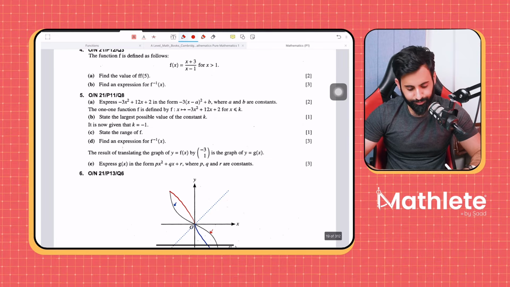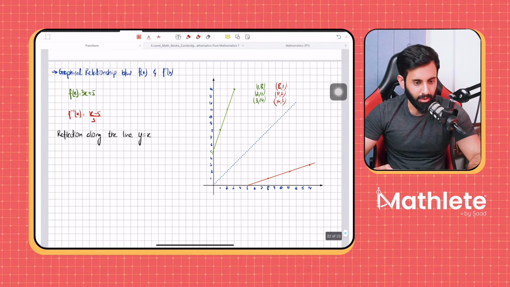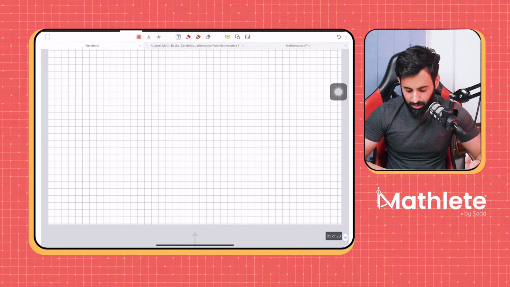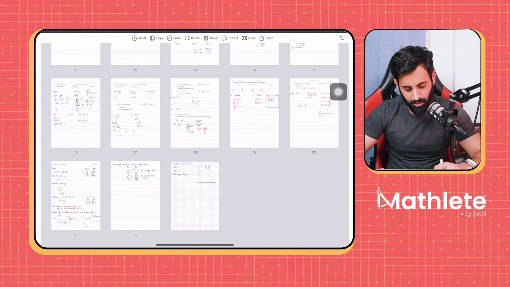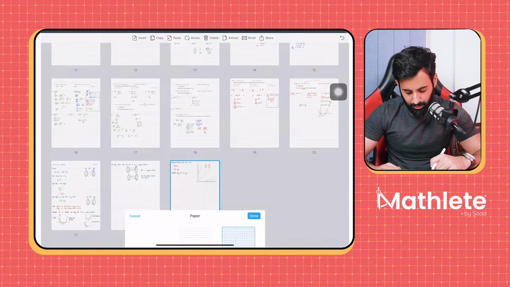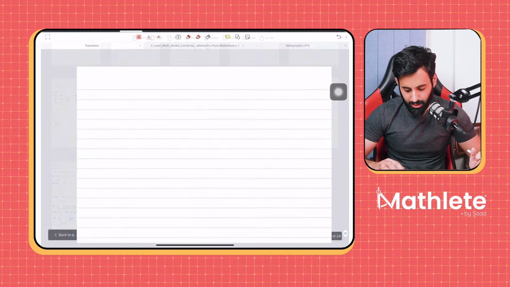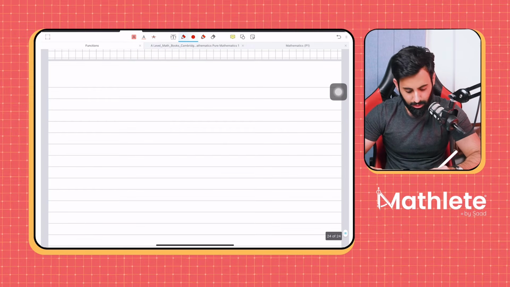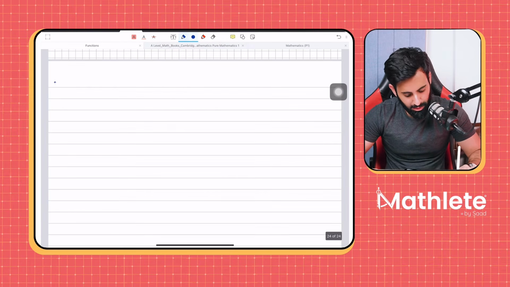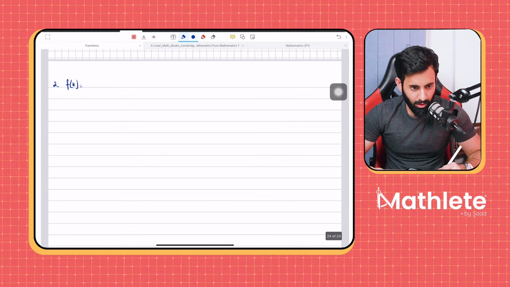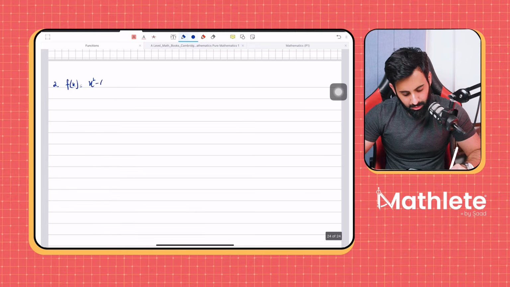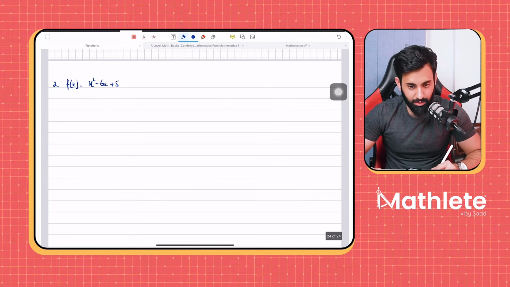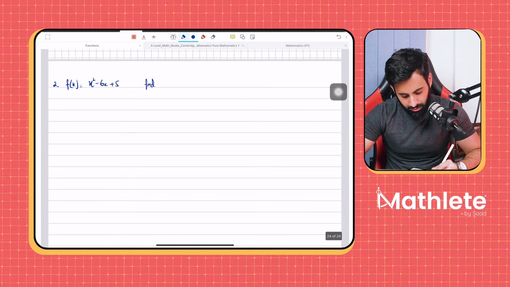Okay, so moving on, let's do some practice questions. I'll solve some questions and then I'll give you guys some questions to solve. We've seen how to find the inverse of a linear function. Let's do another example, example number 2. Let's say you're given f of x equals x squared minus 6x plus 5, and you're asked to find f inverse of x.